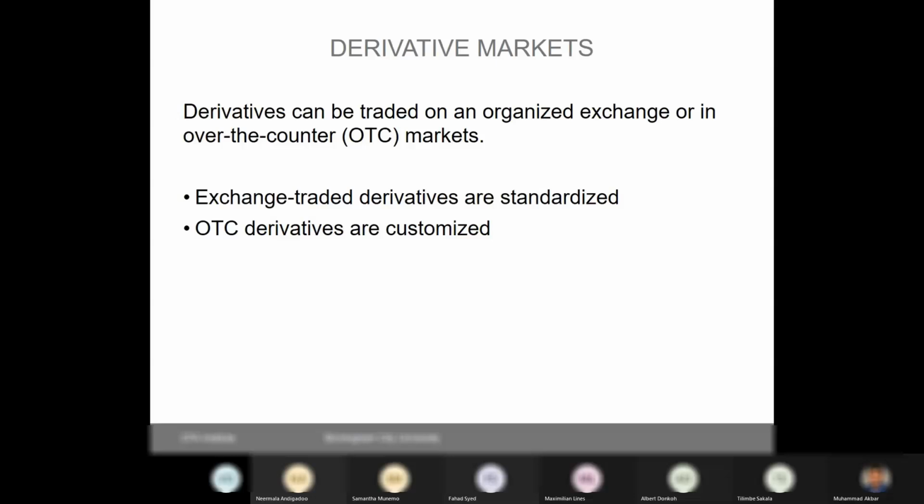So the next thing we have is the over-the-counter market and the exchange-traded markets. Derivatives can be traded on the over-the-counter market and also on the exchanges. So anyone who knows what is an OTC market and what is an exchange-traded market?